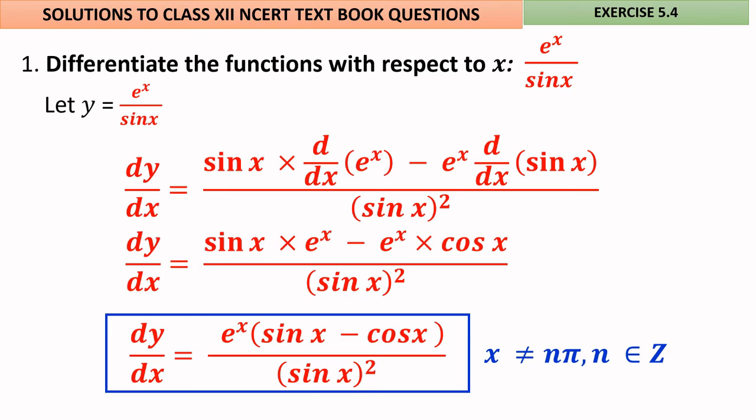Here x should not be equal to n pi, otherwise the denominator will become 0. The derivative will not be defined.